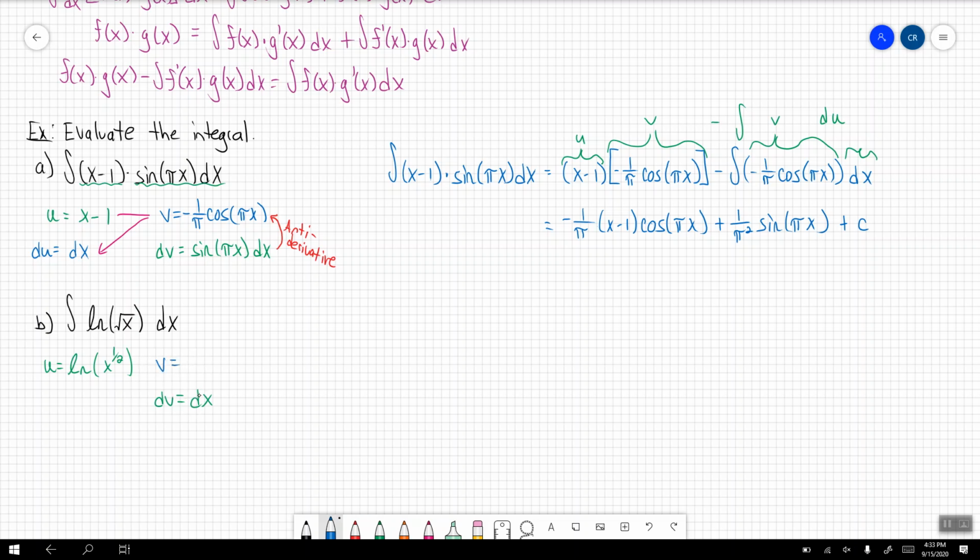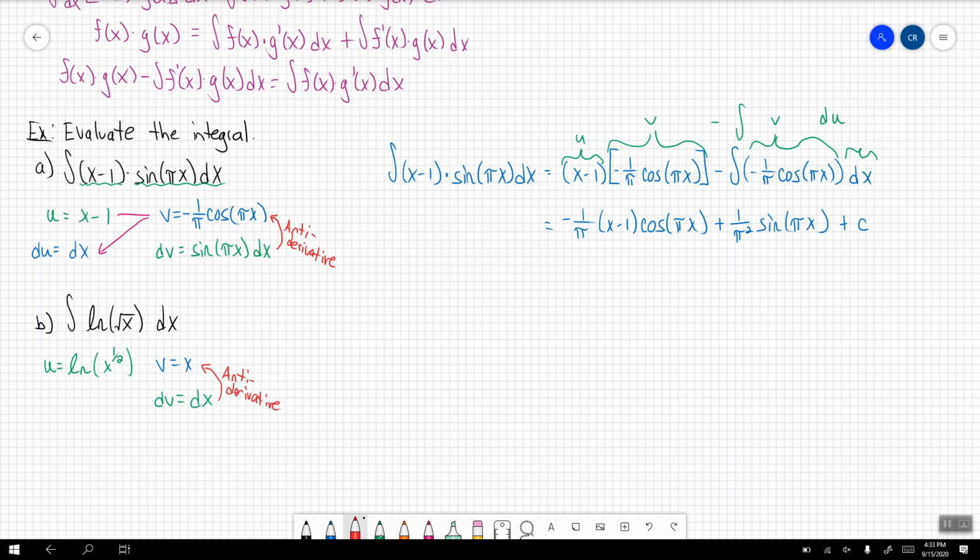Finding the antiderivative here, well, that means that v must be equal to x, because when we take this differential, we get dv is equal to dx. So again, remember I said that one wasn't too bad, and here we are. So that's the antiderivative.